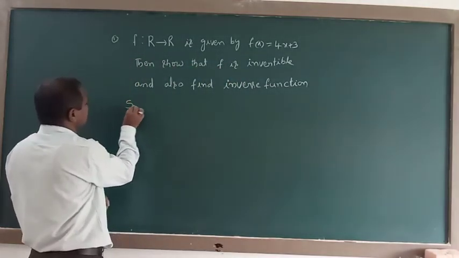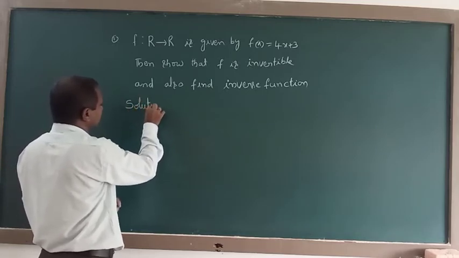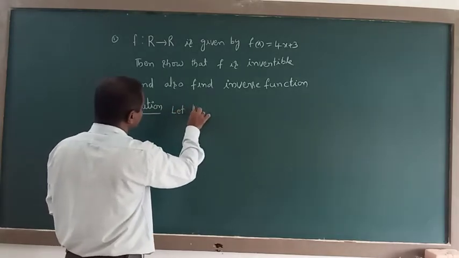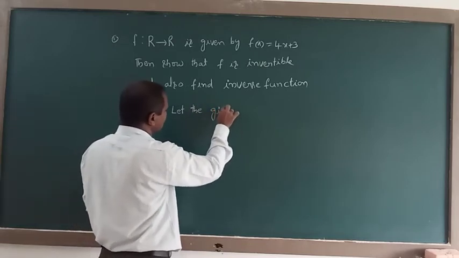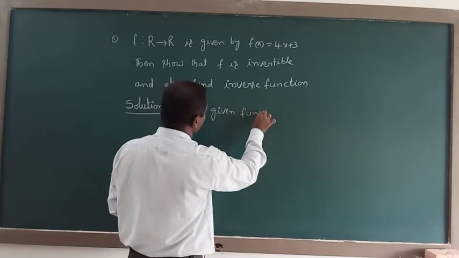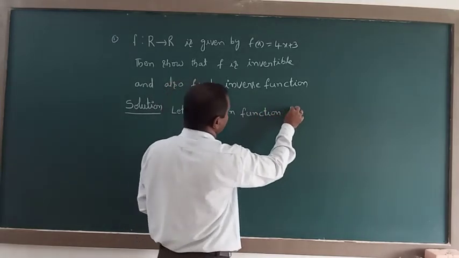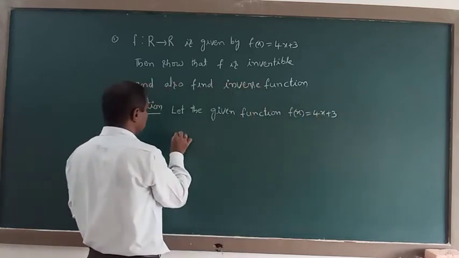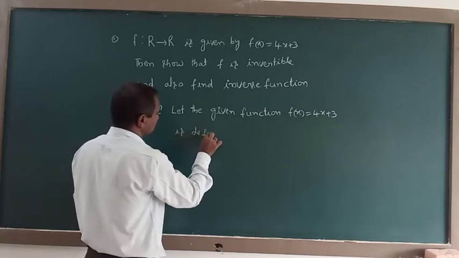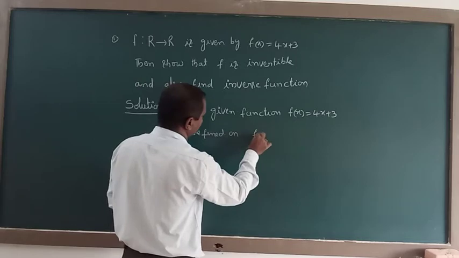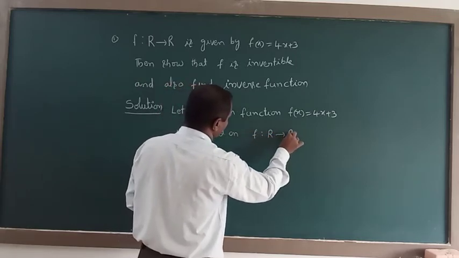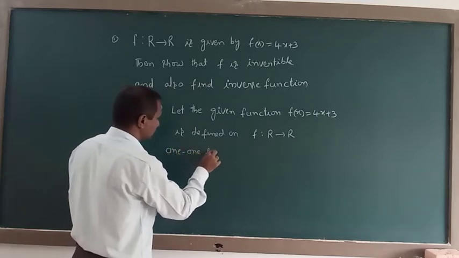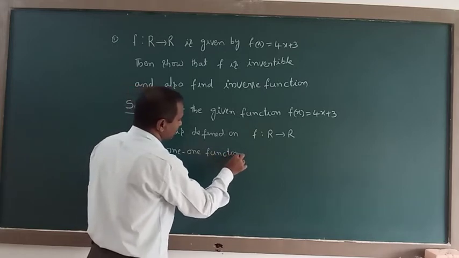Solution. Let the given function f of x equal to 4x plus 3 be defined on f maps from R to R. First one is the one-one function.